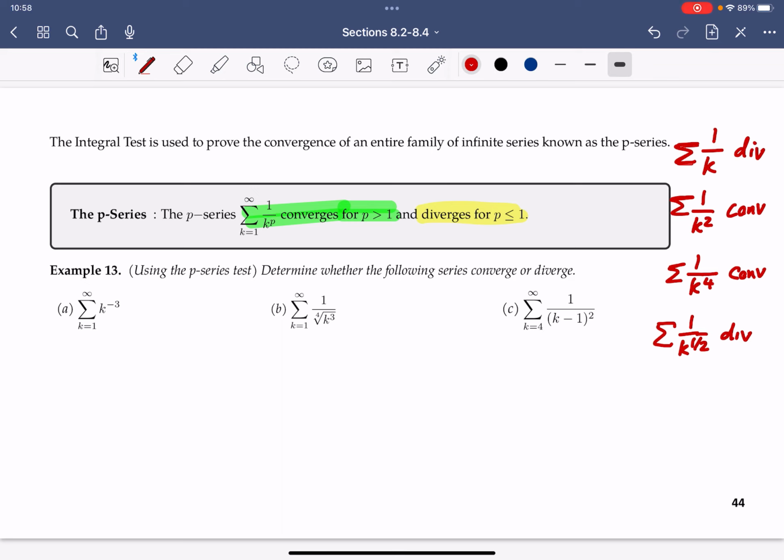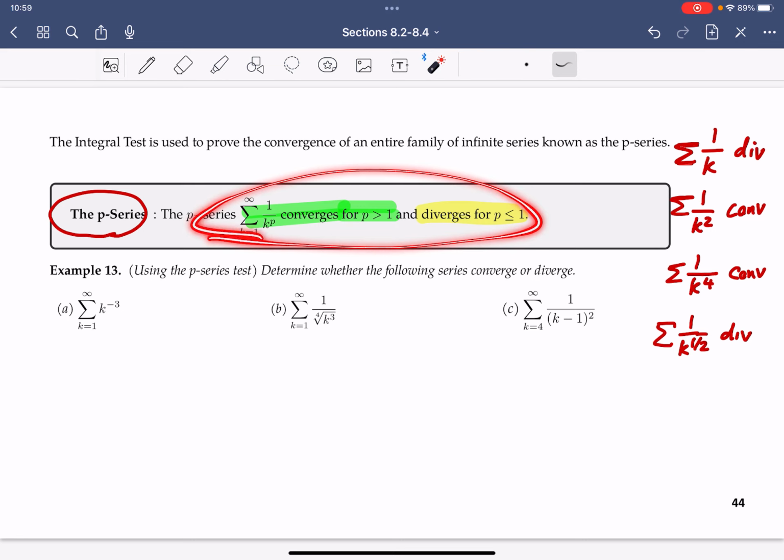So this type of series is called the p series. When you see 1 over k to the something, if the power is bigger than 1, it's going to be convergent. If the power is less than or equal to 1, it's going to be divergent. You can prove it by using the integral test, but to save time, we are not going to do the integral test all the time. We're just going to use this result and call it the p series.